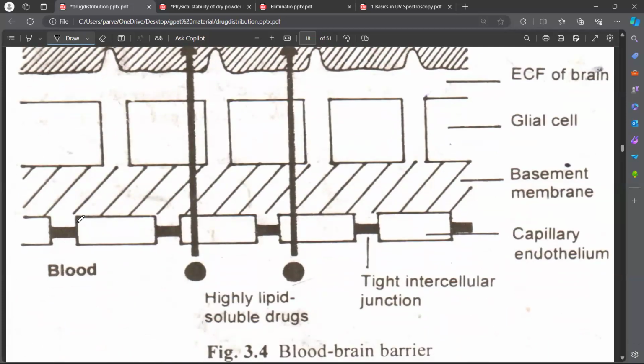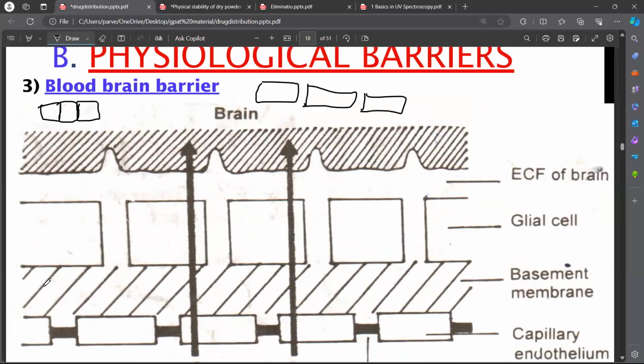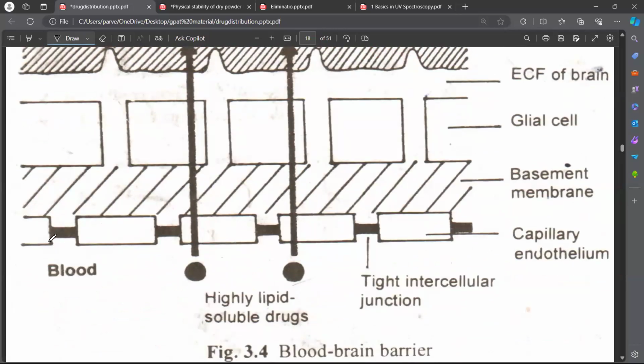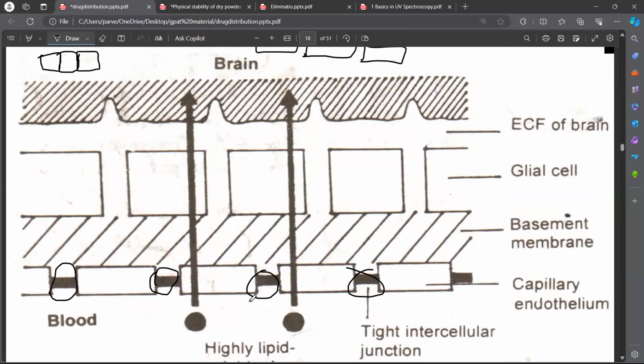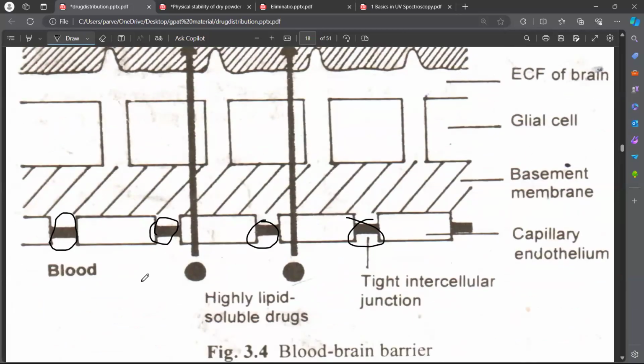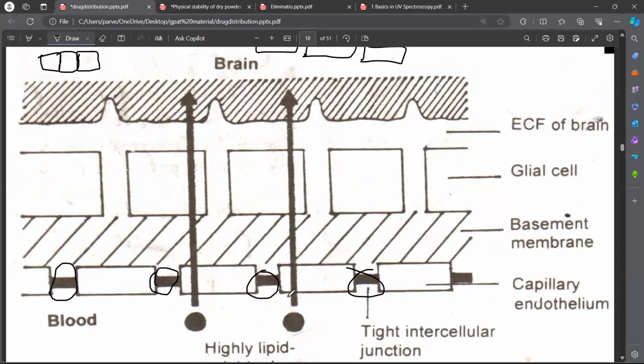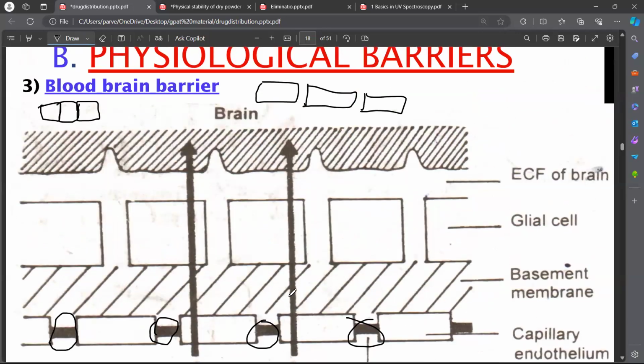Here there is no endothelial gap. There is a tight junction. Here you can see the tight junctions which are present between the endothelial cells. So these are the tight intercellular junctions, by which paracellular transport does not occur in the blood-brain barrier. So there are only two ways to cross the blood-brain barrier.